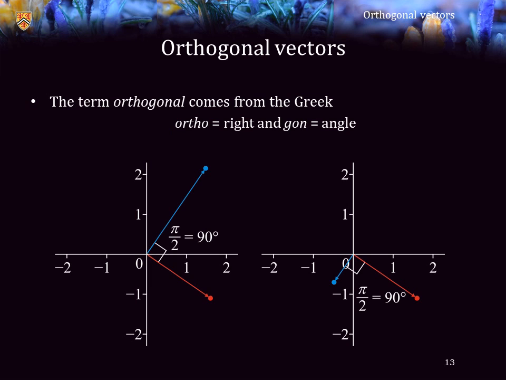Now, the term orthogonal comes from the Greek. Ortho means right, and gon means angle. For gon, you can think of polygon, that is, a shape with many angles. For ortho, you can remember that the person who corrects or rights your teeth is an orthodontist. Similarly, orthodox refers to the right belief.